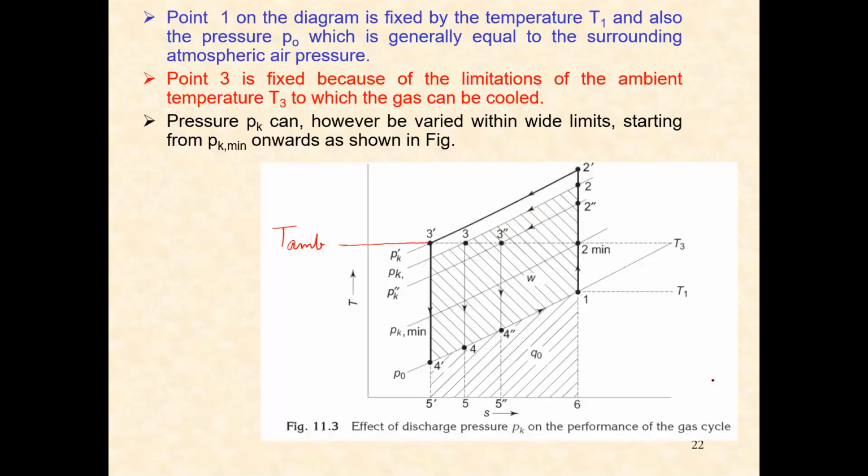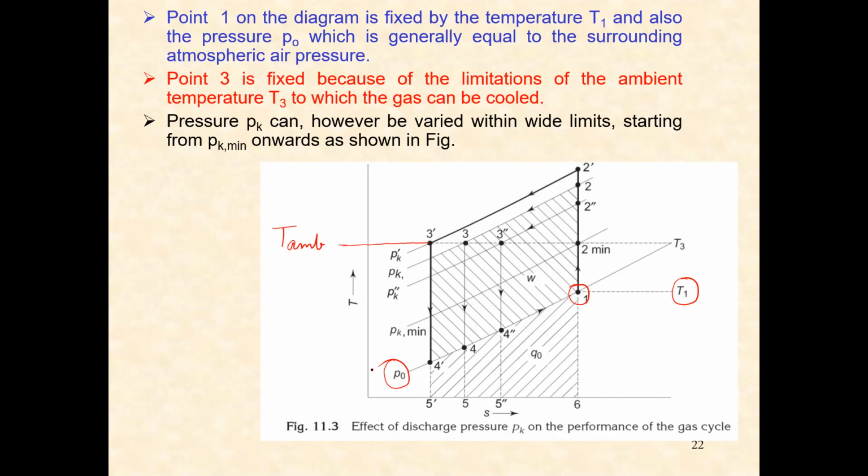Now once again, point 1 on the diagram is fixed by the temperature T1 and also the pressure P0, which is generally equal to the surrounding atmospheric pressure. So this one is fixed by the maximum temperature of the refrigeration and the atmospheric pressure P0. You can see the intersection of T1 and P0 gives us point number 1.